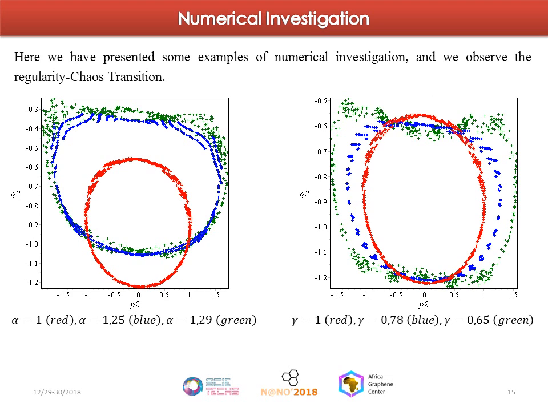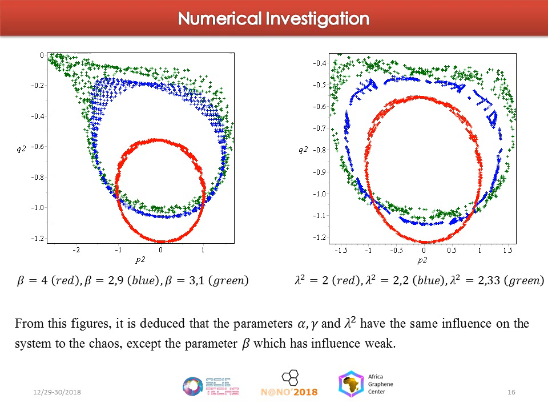We see that in the integrable case, alpha equal 1, gamma equal 1, the structure is regular. If we vary a parameter a little, the structure becomes chaotic, and this is clearly visible in the figure. From these figures, it is deduced that the parameters alpha, gamma, and lambda have the same influence on the system toward chaos, except the parameter beta, which has a weak influence.